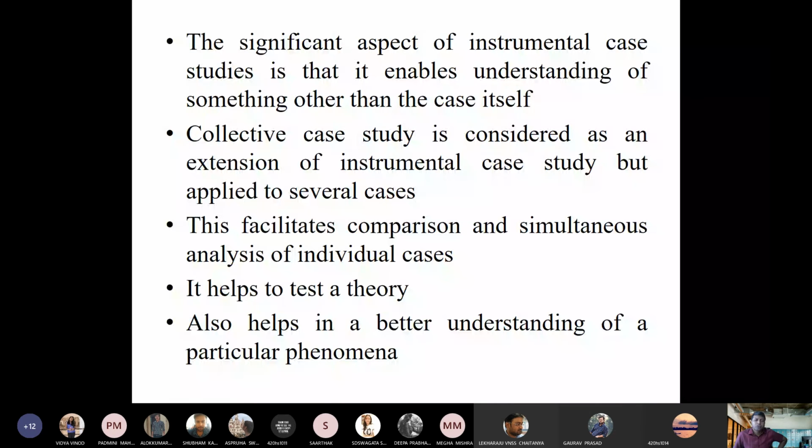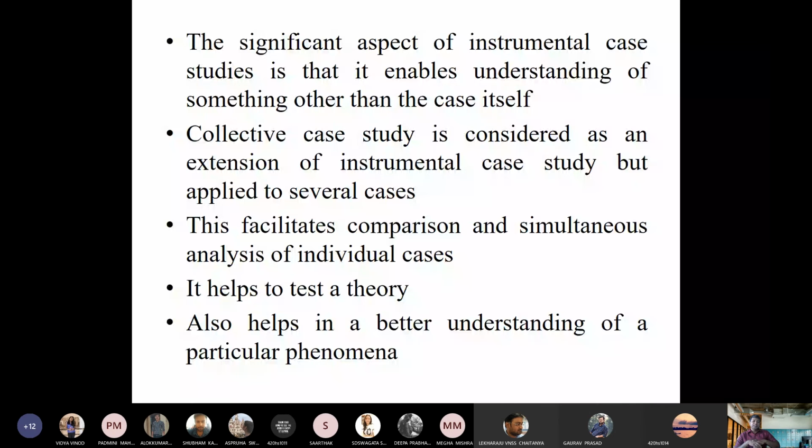If you take lots of these collective cases, this will help in a comparison study. If I take lots of cases, I can make a comparison of why X is a success and why Y failed, or I can compare X and Z, both very good farmers, and find out what the differences and similarities are, and why X is more successful than Z.